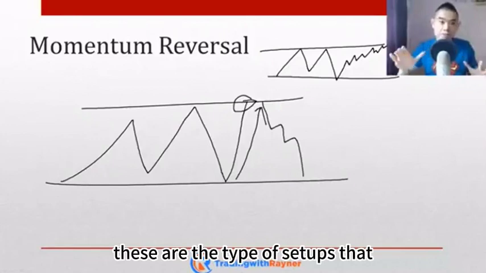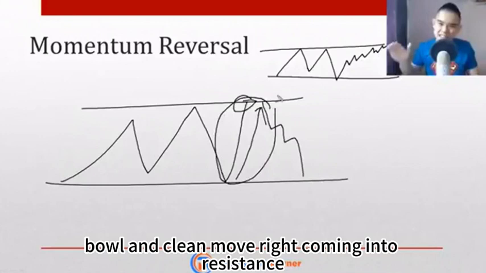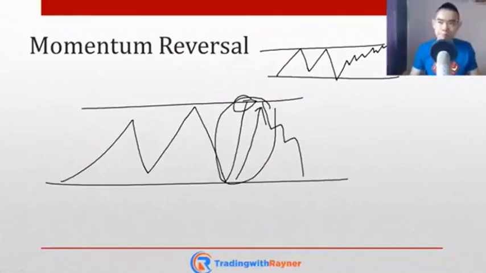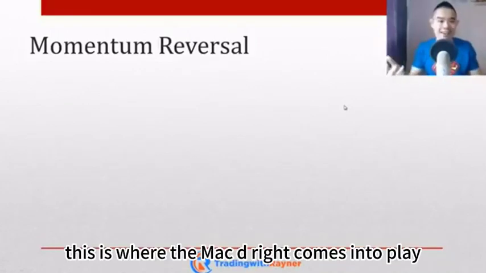These are the type of setups that I don't want to short resistance. I want to see a strong, bold, and clean move coming into resistance. So now the question is, how do you define this strong momentum move? This is where the MACD comes into play.